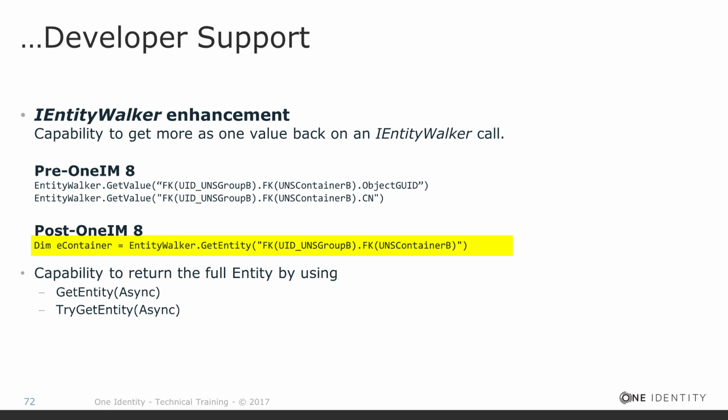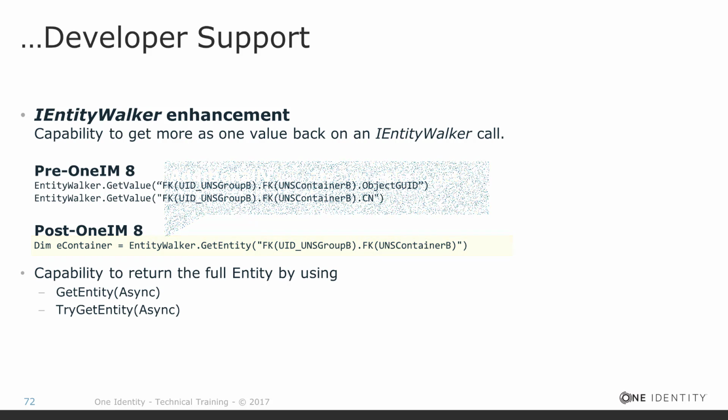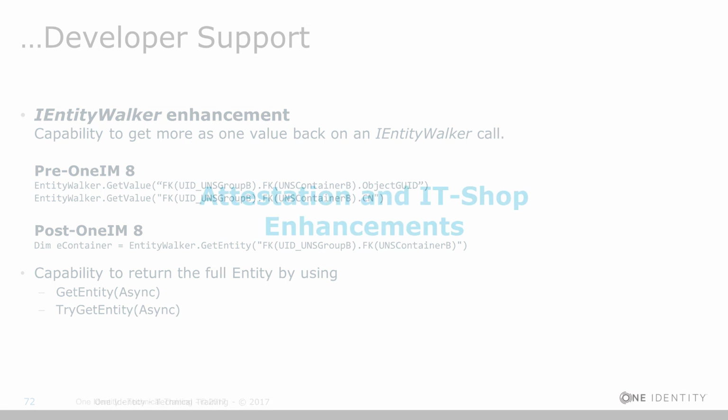In version 8 and above, there is a new way to use the object walker, so that based on a property on the current object, you get the full related object back. Again, in the past, it was possible with the object walker to get one value from a related object. Now it is possible to get the complete object back. And therefore there is a new method on the entity walker: IEntityWalker.GetEntity. Or if you want to handle null values as well, then TryGetEntity.